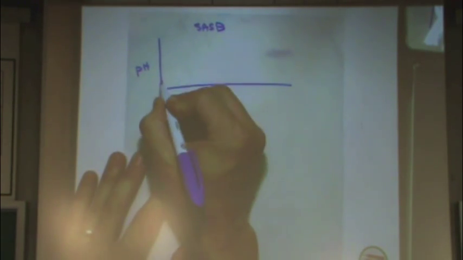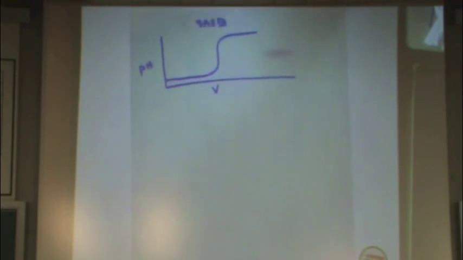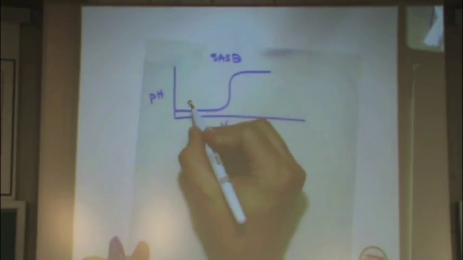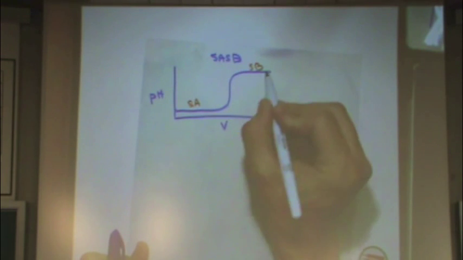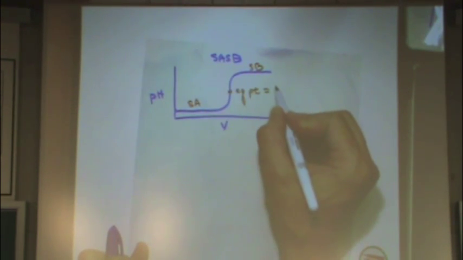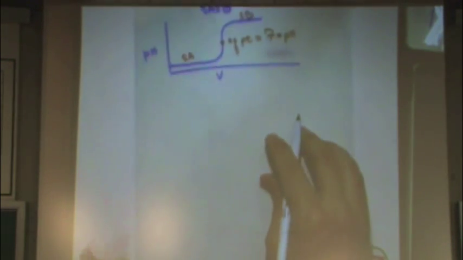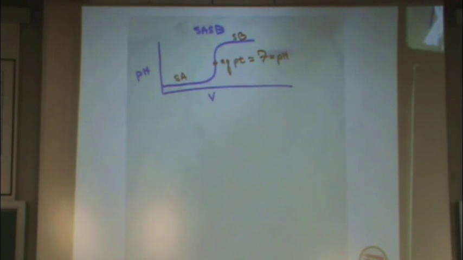Okay. So it would look like this. A perfectly symmetrical S curve where this is called the strong acid region, this is called the strong base region, and this is the EQ point, which equals what number? 7 pH. Okay, no calculation necessary for the EQ point there.